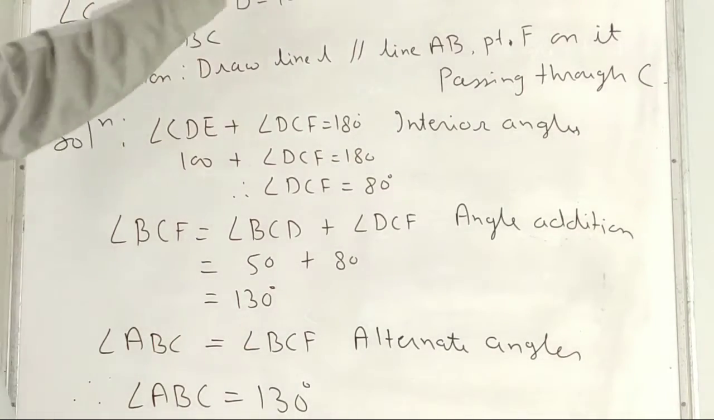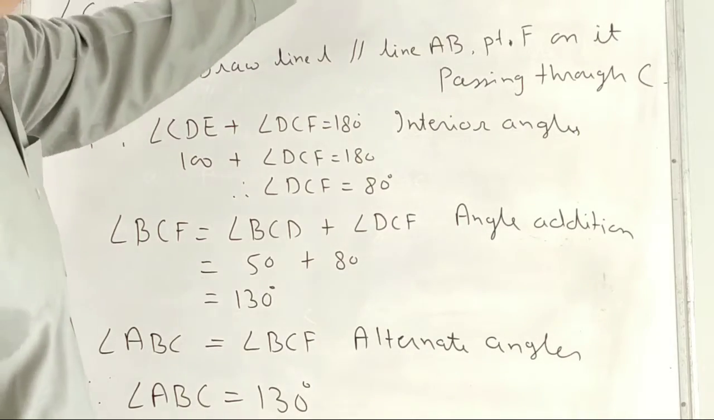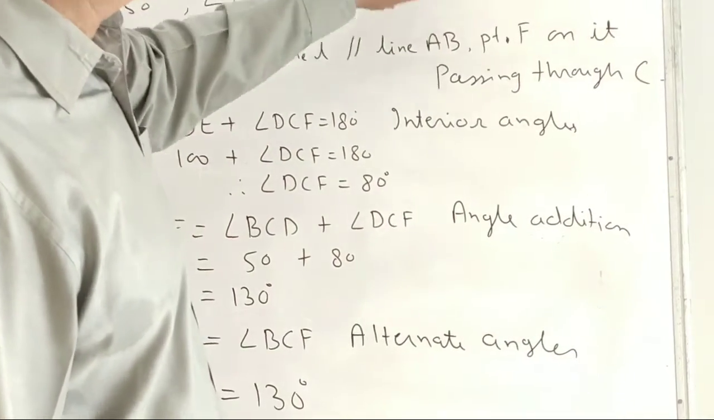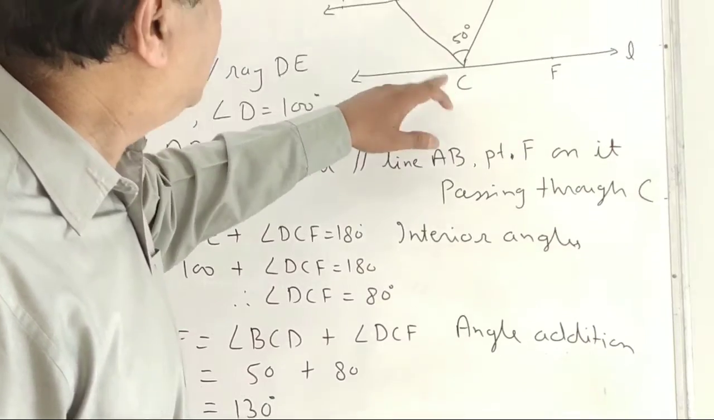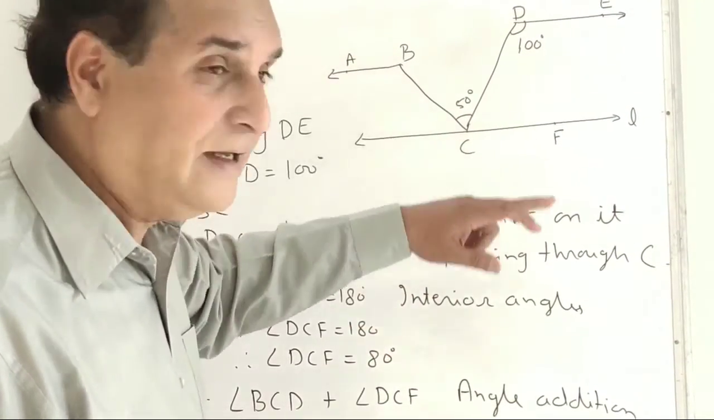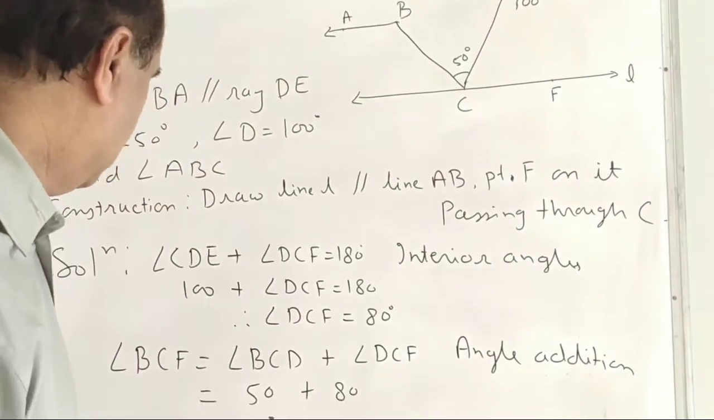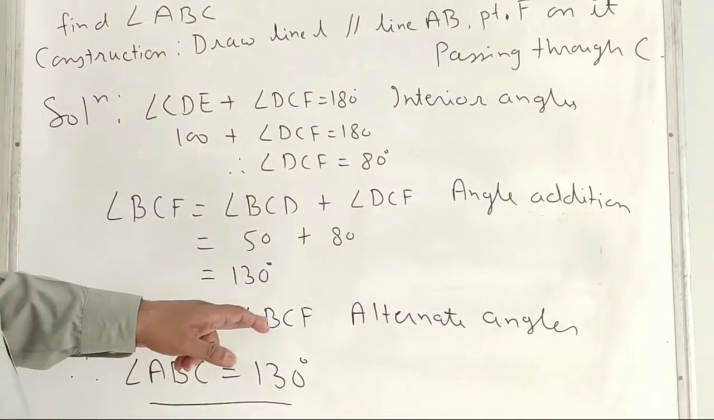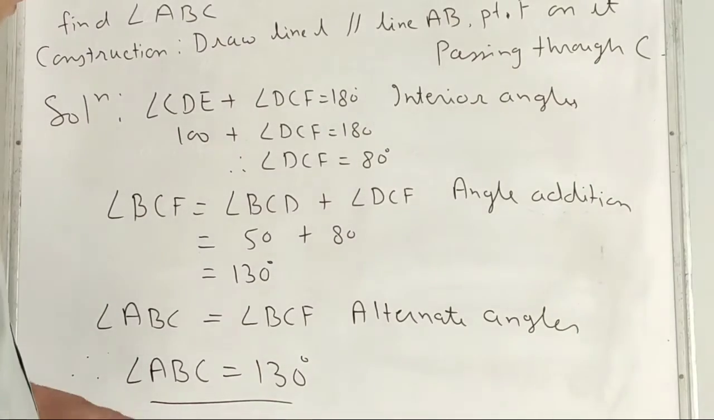Now BCF is 130. Now you see AB is parallel to line L, and BC is the transversal. So ABC and BCF are alternate angles, right? Alternate angles are congruent. So angle ABC equals angle BCF, alternate angles. So angle ABC equals 130 degrees. Answer.